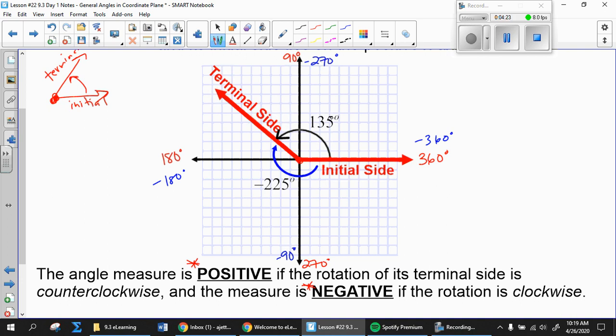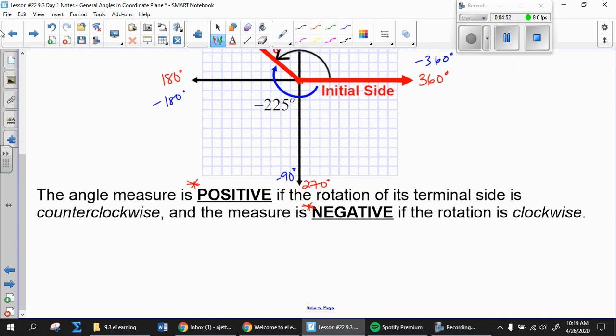There's multiple different angles that give us the same terminal side. It's just how far we're rotating and which direction we're rotating. All right, and so those are the two main things that we're looking at here. We're looking at direction. So are you going clockwise or counterclockwise? And we're looking at how far. So what is the degree? Is it telling us to rotate 135 or 230 or 380? So those are the two main things that we're looking at.